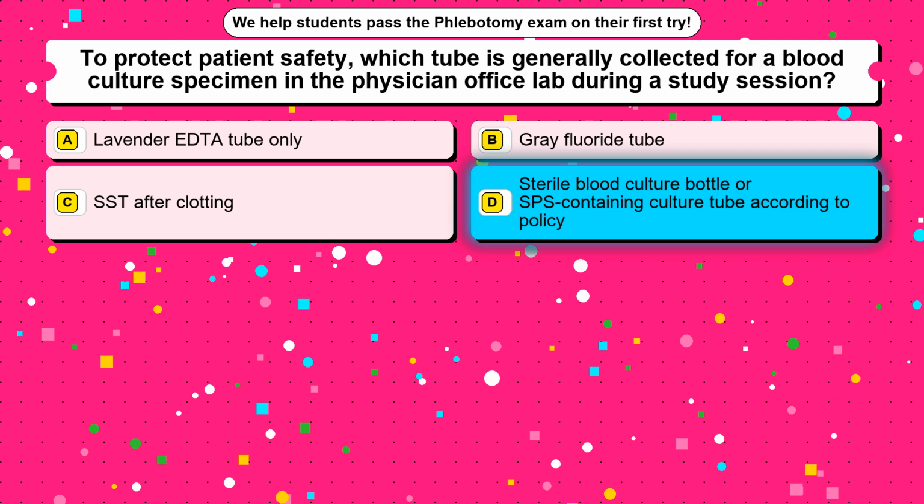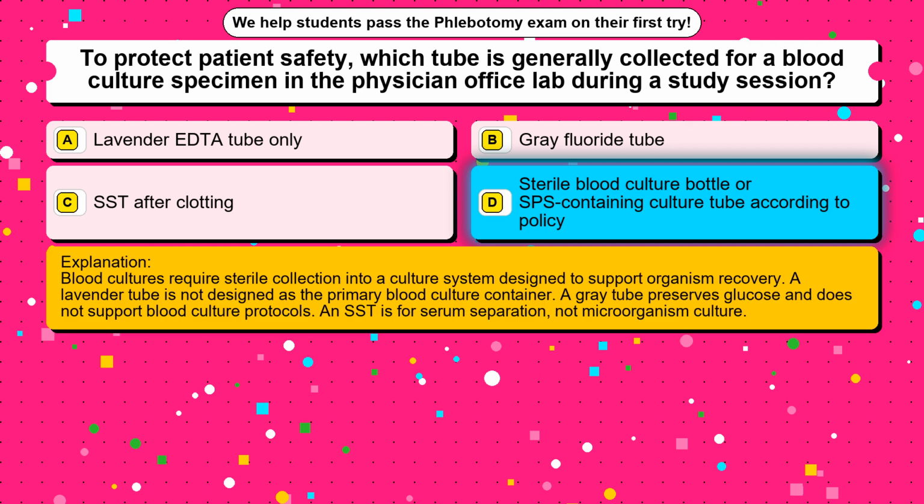Sterile blood culture bottle or SPS containing culture tube according to policy. Blood cultures require sterile collection into a culture system designed to support organism recovery. A lavender tube is not designed as the primary blood culture container. A gray tube preserves glucose and does not support blood culture protocols. An SST is for serum separation, not microorganism culture.